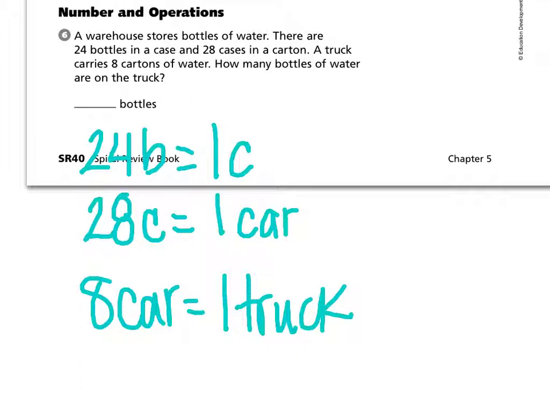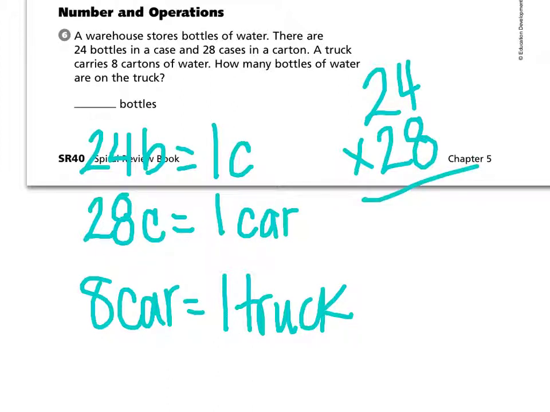So now we're going to have to work this. If there's 24 bottles in one case and there's 28 cases, then we're going to have to do 24 times 28 in order to figure out how many there are in one carton. 8 times 4 is going to be 32, carry the 3. 8 times 2 is 16, plus 3 is 19. Then I'm going to drop a 0 because I'm moving on to the tens. 2 times 4 is 8.